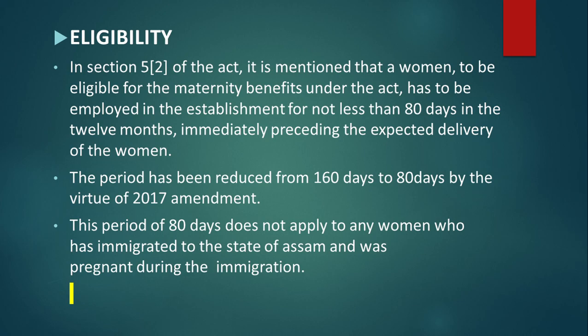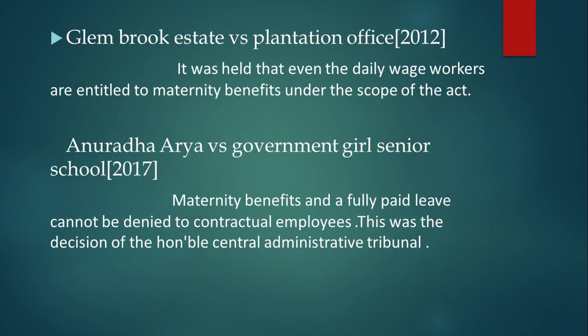Eligibility: we can see section 5(2) of the act. It is mentioned that a woman, to be eligible for the maternity benefits under the act, has to be employed in an establishment for not less than 80 days in the 12 months immediately preceding the expected delivery. The period has been reduced from 160 days to 80 days by virtue of the 2017 amendment. This period of 80 days does not apply to any woman who has immigrated to the state of Assam and was pregnant during the immigration.